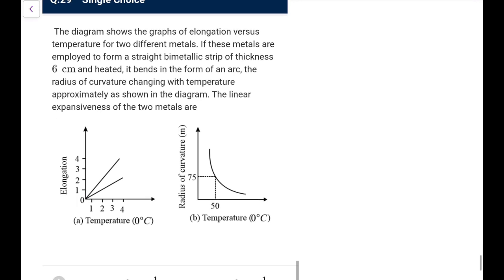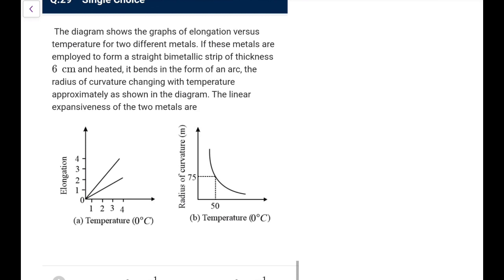Next one: the diagram shows the graphs of elongation versus temperature for two different metals. If these are employed to form a straight bimetallic strip of thickness 6 cm, when heated it bends in the form of an arc, with the radius of curvature changing with temperature approximately as shown in the diagram.